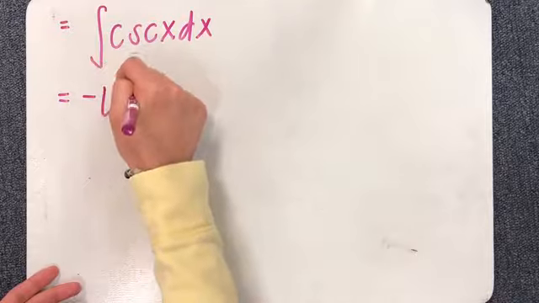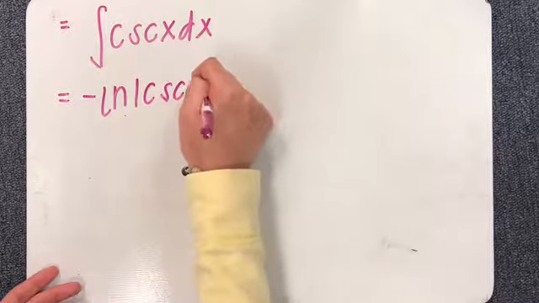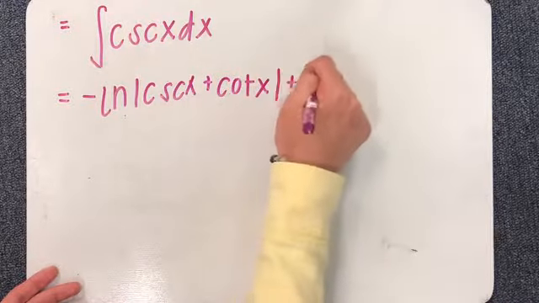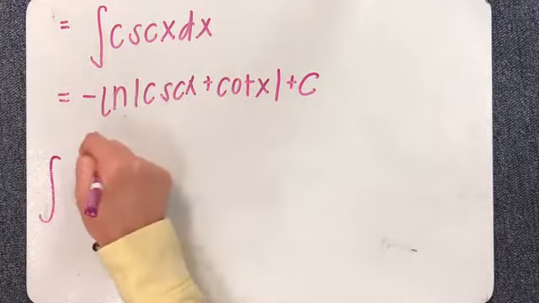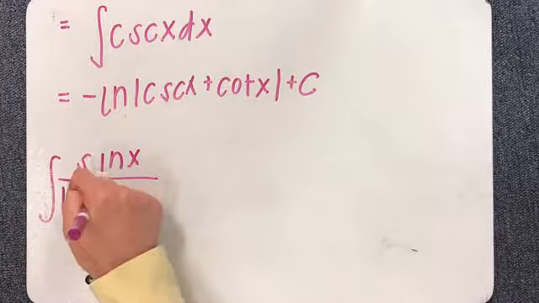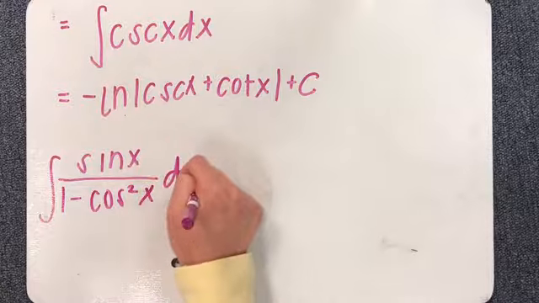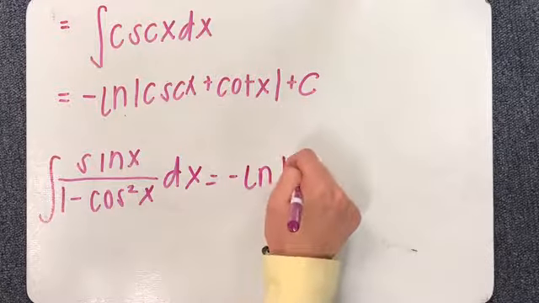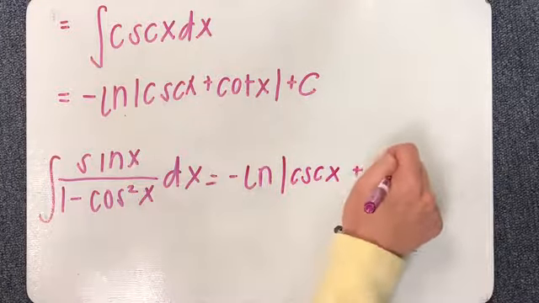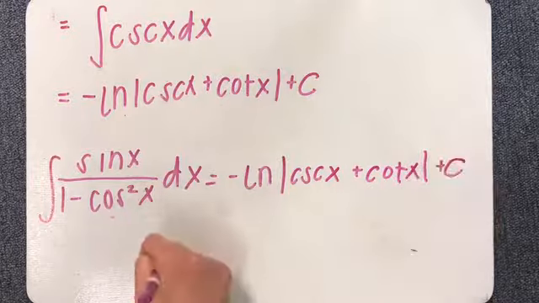The integral of cosecant x dx is negative ln absolute value of cosecant x plus cotangent x, plus c. The antiderivative of sine x over 1 minus cosine squared x dx equals negative ln absolute value of cosecant x plus cotangent x, plus c.